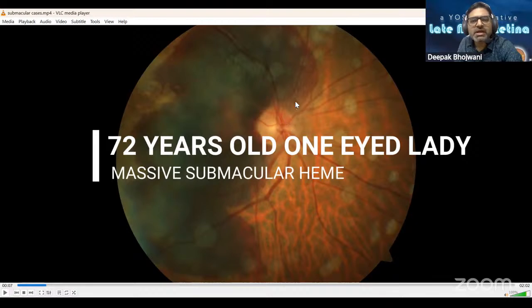Here you can see the hemorrhage is extending beyond the arcade. It's more than 10 disc diopters. So after detailed counseling, I counseled her for surgical intervention, and the plan is vitrectomy associated with a subretinal cocktail.